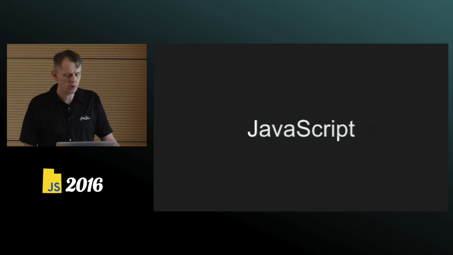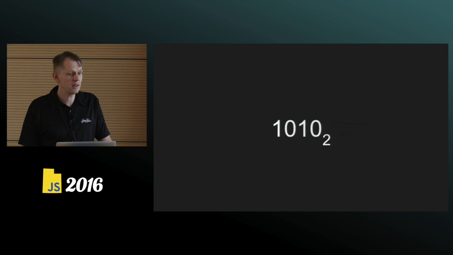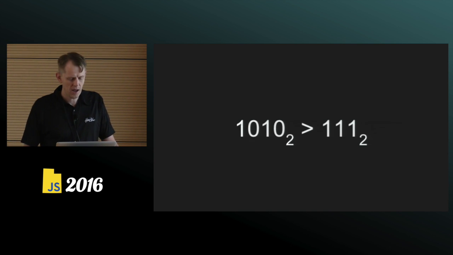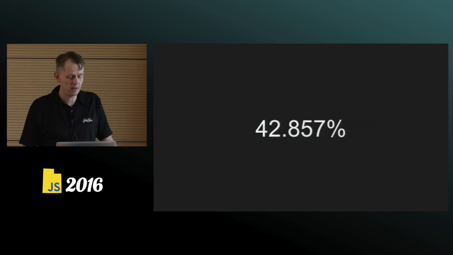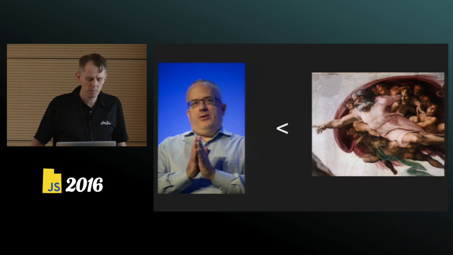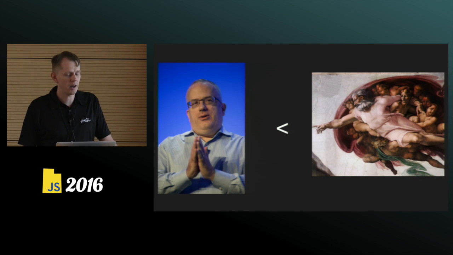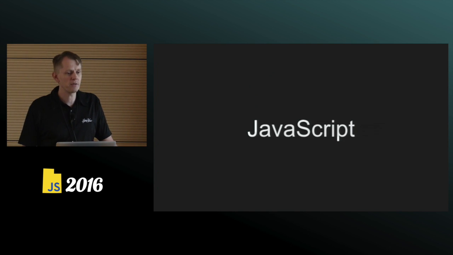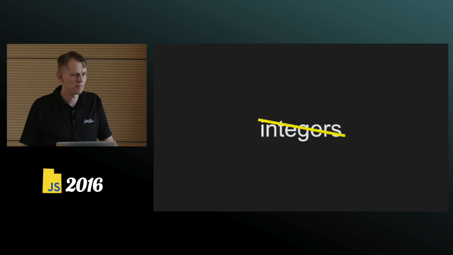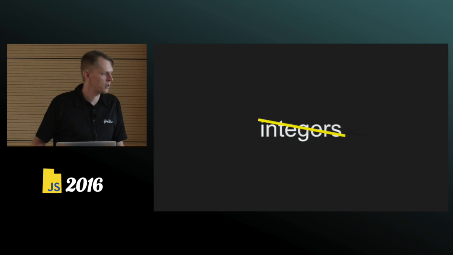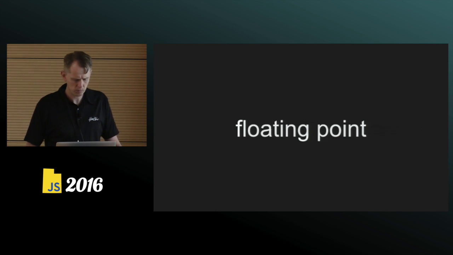In the beginning, Brendan Eich created JavaScript. And he did it in 10 days. And 10 days is longer than 7 days. In fact, it is 42.857% longer. But because Brendan is not as great as God, he also had to leave stuff out of JavaScript, like integers. But luckily, he had time to include floating point numbers.